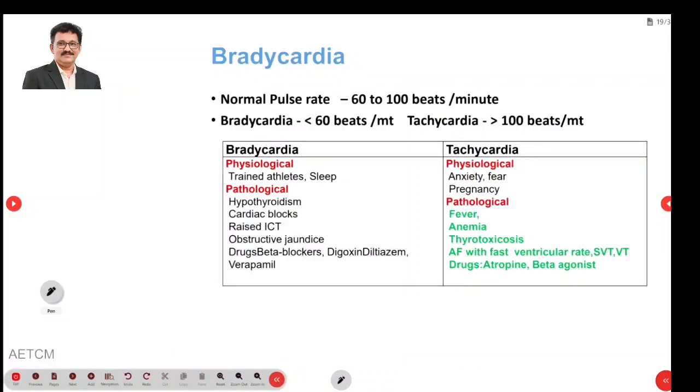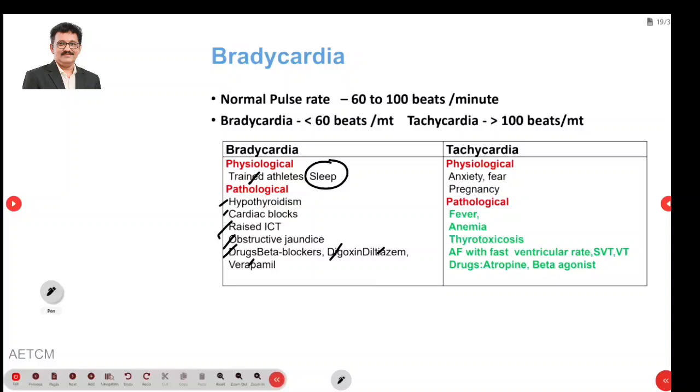Now we will see what the causes for bradycardia are. Physiological, when you are in sleep, you can have bradycardia. In trained athletes, you can see bradycardia. Hypothyroidism, cardiac blocks, raised ICP, obstructive jaundice, beta blockers, digoxin, diltiazem, verapamil, with all these things you can have bradycardia.